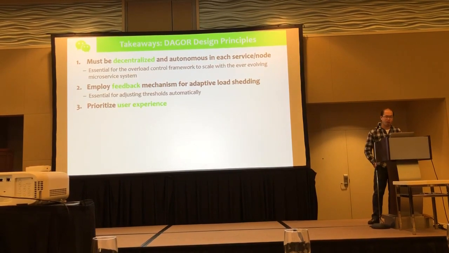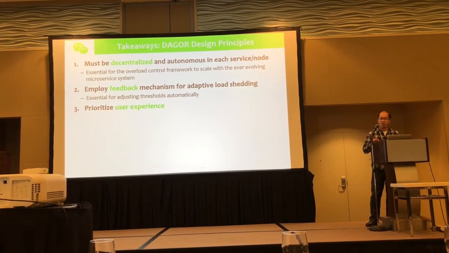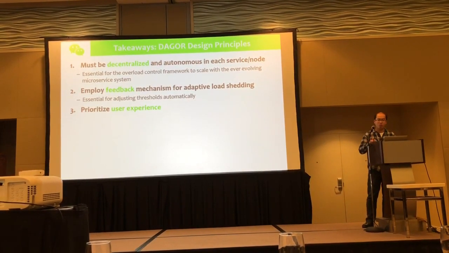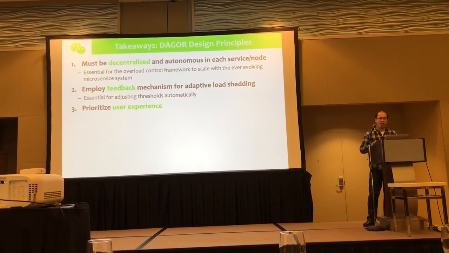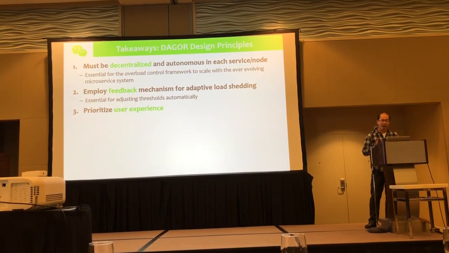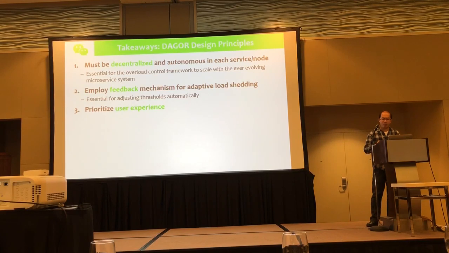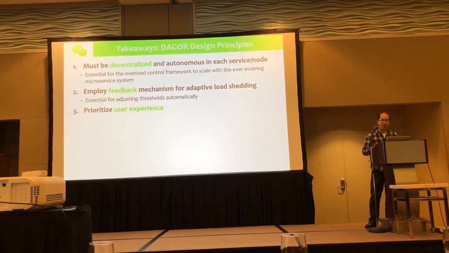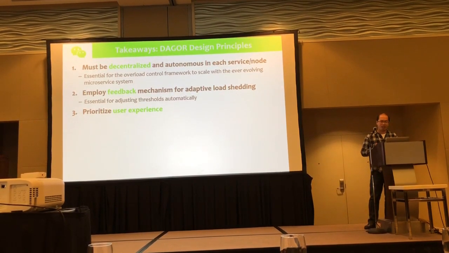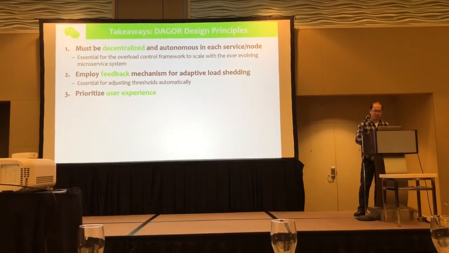The second is you need to employ the feedback mechanism for adaptive load shedding. For example, we choose the queuing time because we need to control the queue length. For manual configuration, it's very hard to design what is the right length. But with the feedback mechanism between the downstream and upstream, we can configure the threshold automatically. The third is that we need to take into account the user experience as a first class citizen. So that's all.